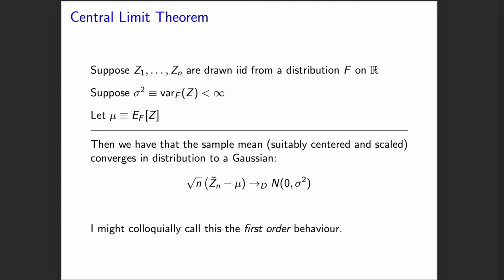And I might colloquially call this the first order behavior of the sample mean, while the 0th order behavior said the sample mean under very mild conditions will converge to the population mean, and that sampling distribution will fully concentrate there. The first order behavior would say, if you scale up by square root n, which is roughly 1 over the width of that sampling distribution, the shape of this distribution will look like a Gaussian.